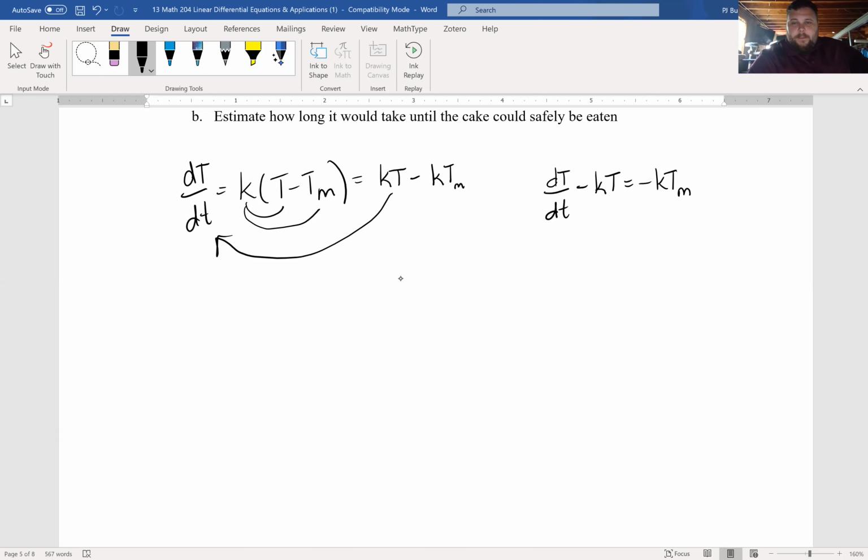All right, so let's start at this point now. I've got it in the right format, right? This is T prime minus kT equals some function of temperature, or little time t. So P of t here is negative k. Is that clear to everybody?